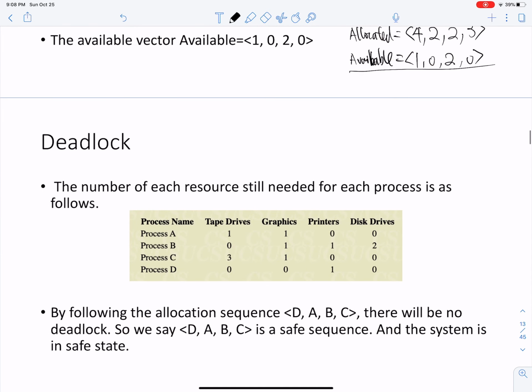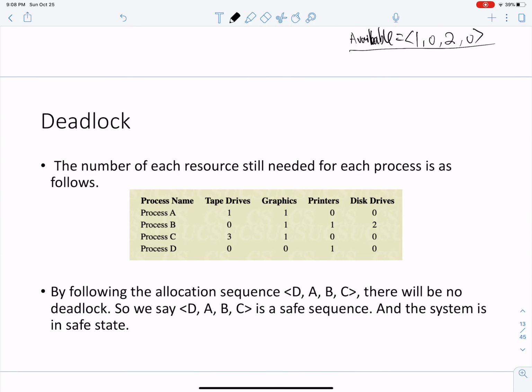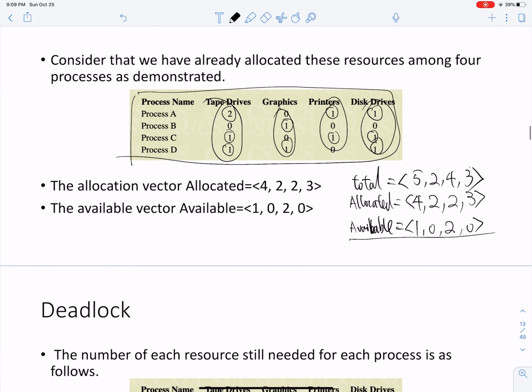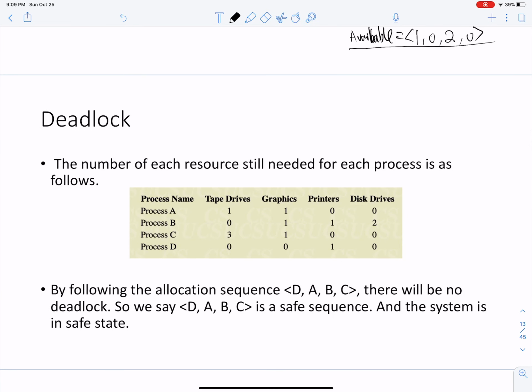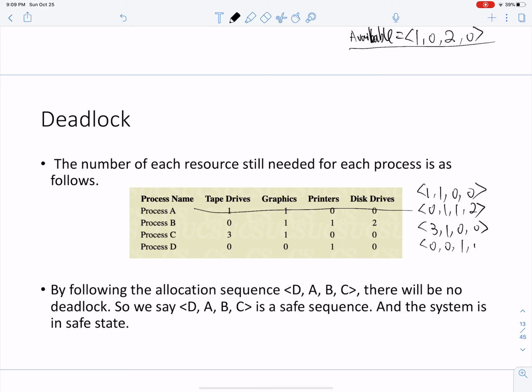Next, let's look at the resources that each process is still asking for. In addition to these allocated resources, each of them is still asking for more in order to be able to execute. Process A is asking for 1, 1, 0, 0, meaning it is asking for one tape drive and one graphic card. Process B is asking for 0, 1, 1, 2. Process C is asking for 3, 0, 1, 0. Process D is asking for 0, 0, 1, 0.